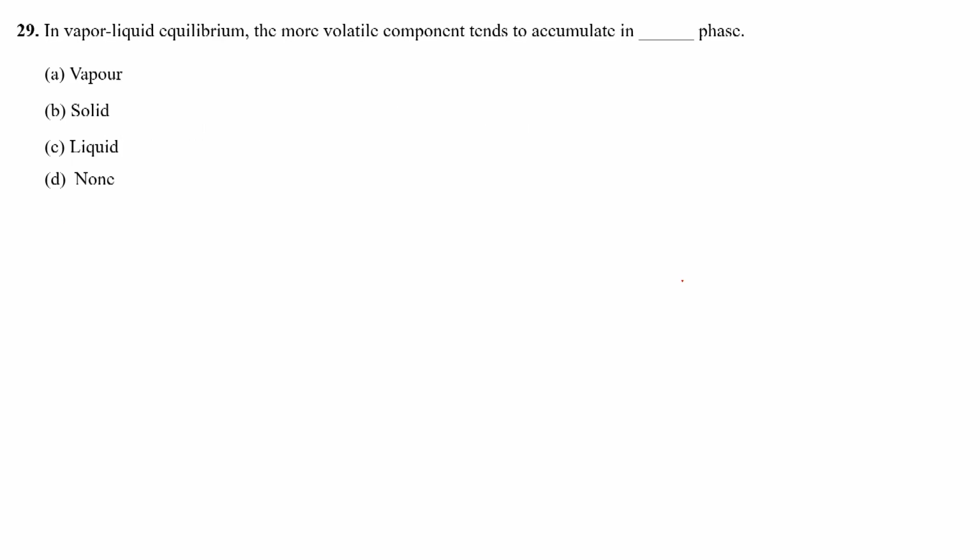Next, we move to problem number 29. It says in vapor liquid equilibrium, the more volatile component tends to accumulate in the, very simple this one. So, in vapor liquid equilibrium, the more volatile component tends to accumulate in the vapor phase. So, A is the correct option. The more volatile the liquid, the more it will escape to the vapor phase. So, A is the correct option.